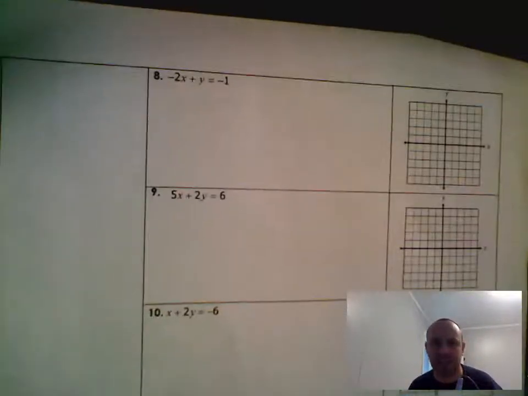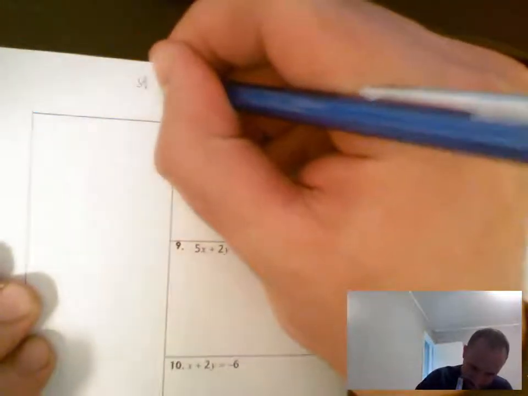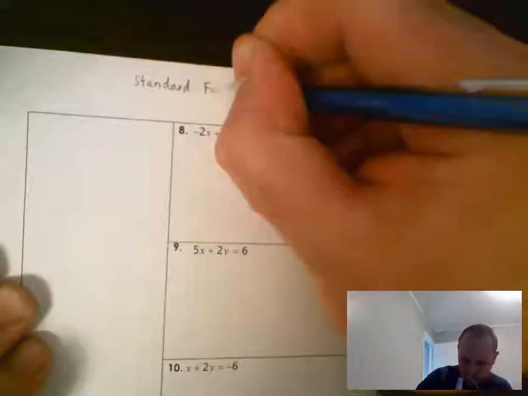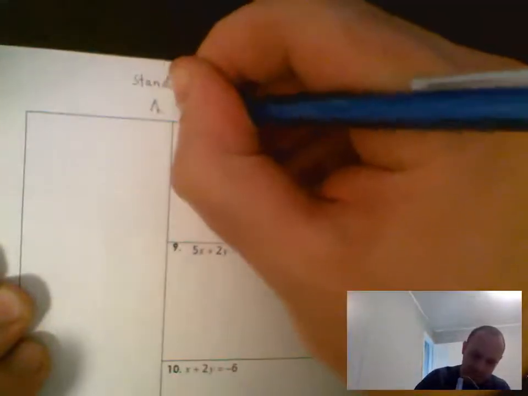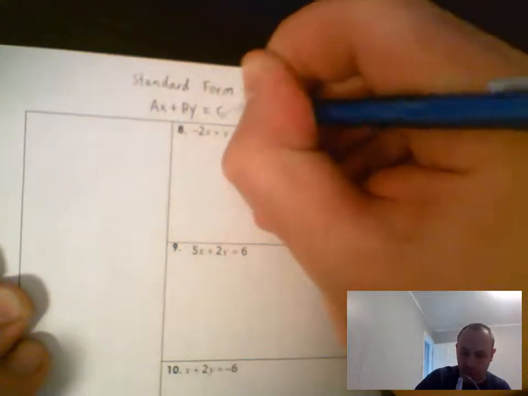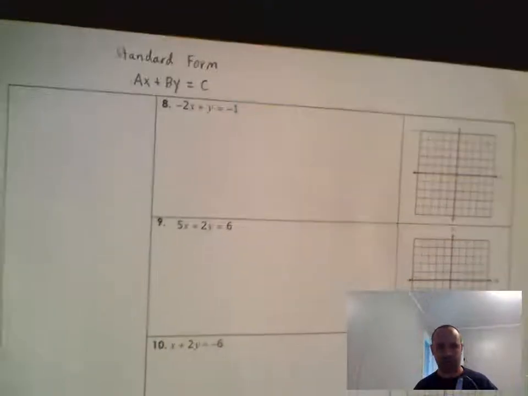This is a shorter lesson today. It's a review on switching standard form to slope-intercept form. Okay, so if you guys can write down at the top of your paper, standard form. This is the same thing we did Friday. We're just going to practice it, okay, because a couple of you reached out to me and said you were struggling with this, so we're just going to practice this.